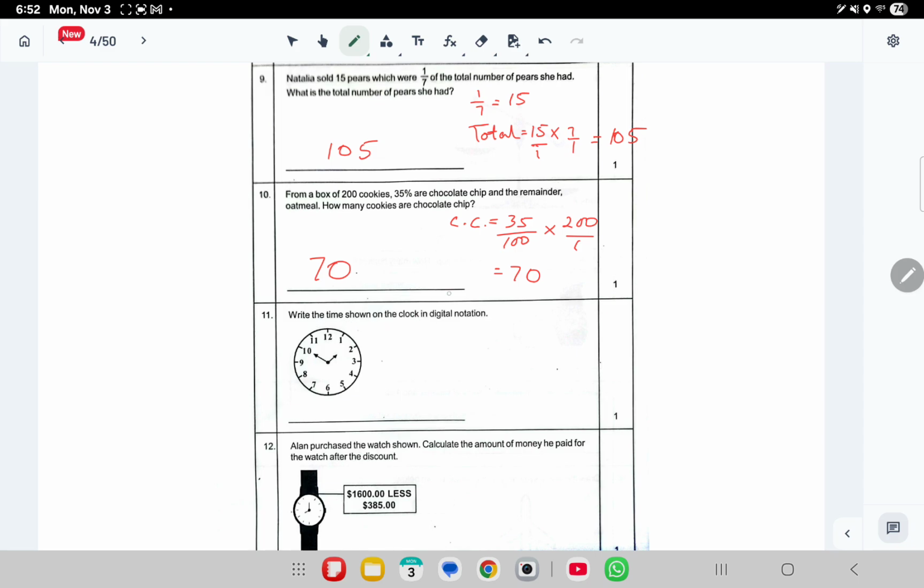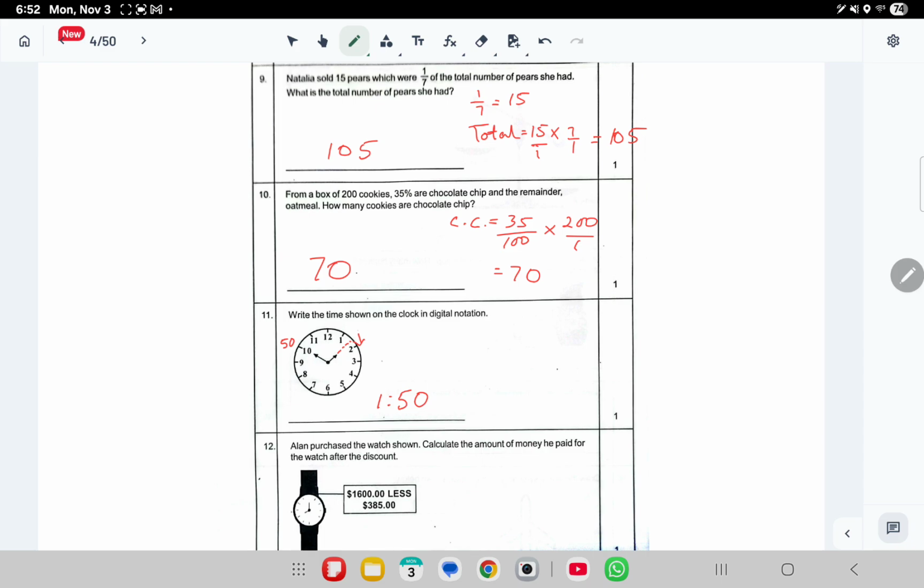Write the time shown on the clock in digital notation. So we know the minute hand is pointing to the 10 on the 2 section. So when the minute hand is pointing here, this is the same as 50 minutes. And the hour hand is between the 1 and the 2, which means it is going towards the 2. So therefore the time will be 1:50, which is the same as 10 minutes to 2.